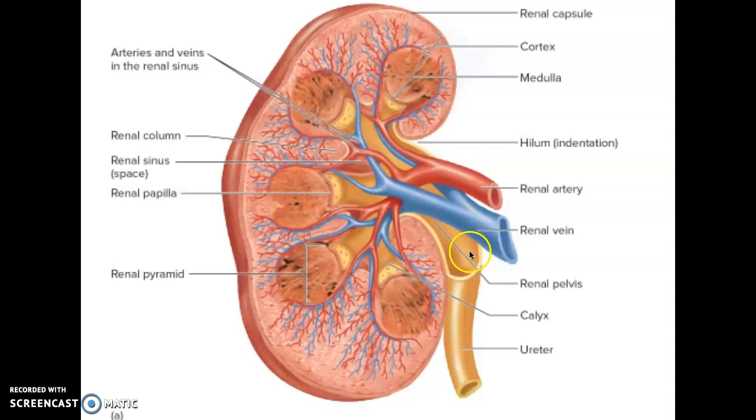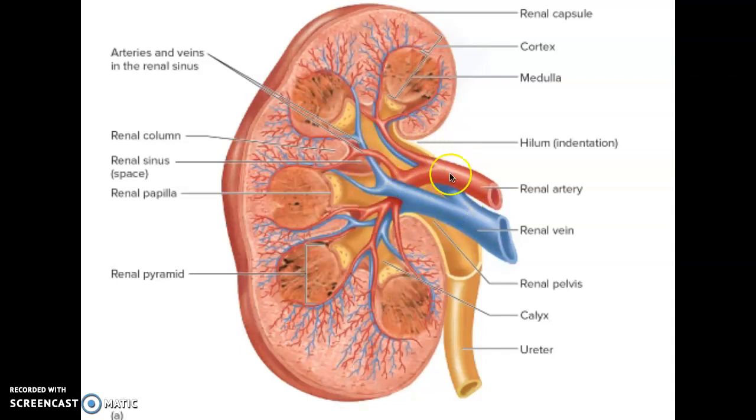Finally, the urine collected here in the renal pelvis is going to be collected by this tube. It's going to conduct the urine into the urinary bladder. The ureter is going to be conducting the urine from the pelvis, from the kidney, into the urinary bladder.